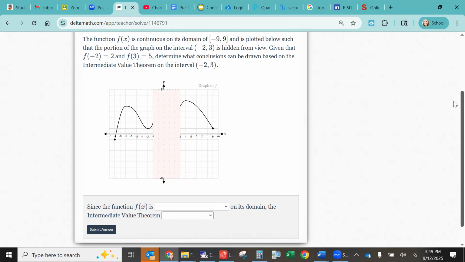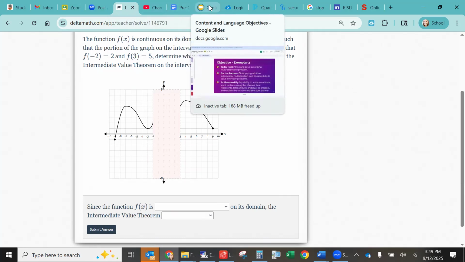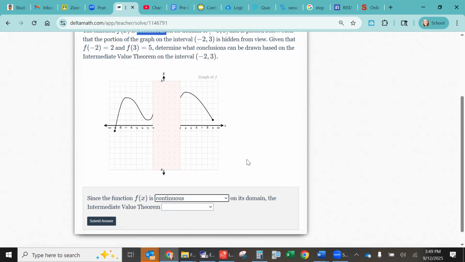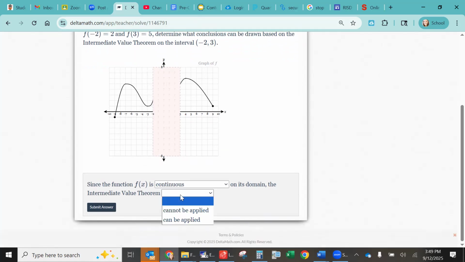All right, let me show you how this works. Okay, first thing that you're gonna do is it has to tell you it's continuous. Now, here's why. When you look at the graph, do you see all the question marks? It's like, ooh, it's a mystery. What happens in there? So they have to tell you it's continuous. Do you see that in the problem? Does it say it's continuous? Yes, then go ahead and click. Since the function is continuous, then IVT can be applied.